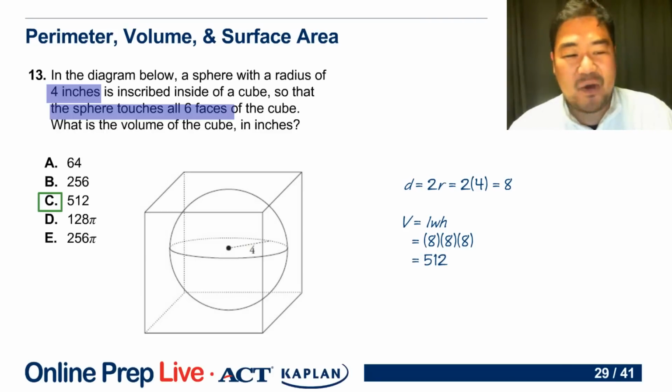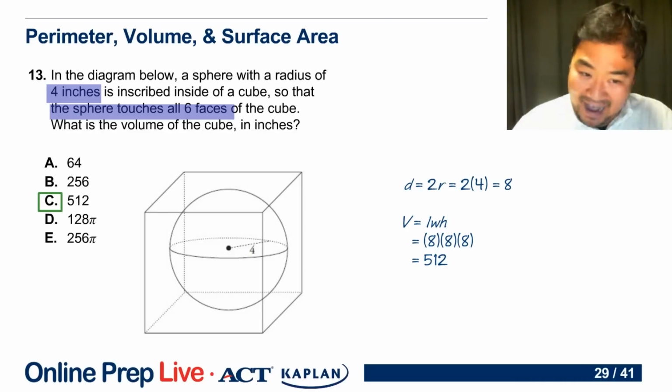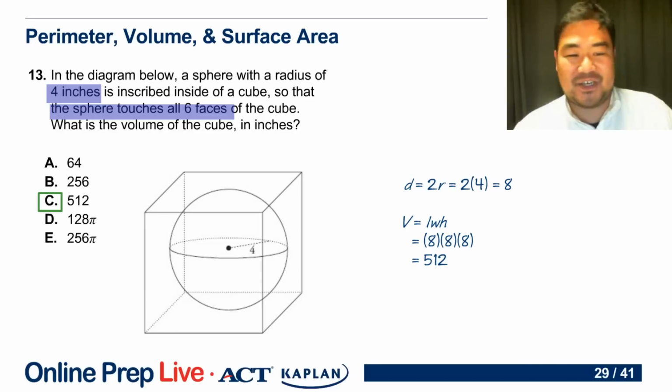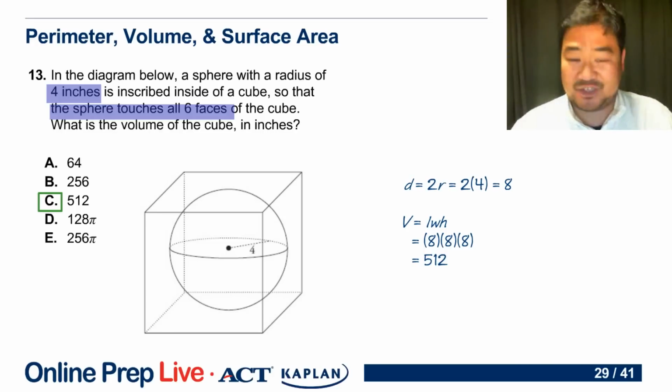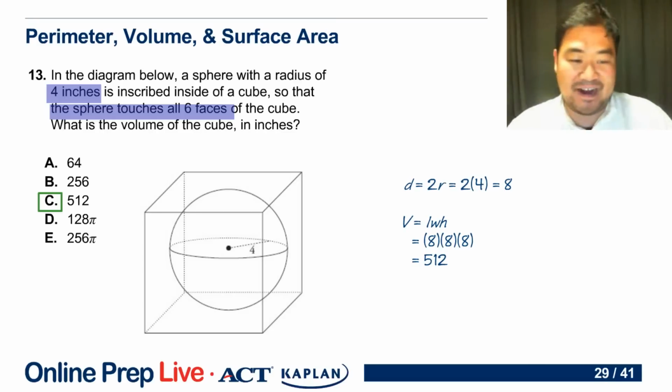Nicely done. We saw a few folks put in 128 pi. 128 pi actually represents something very different in terms of the figure. Not so much the cube, but something to do with the sphere itself. So remember, what's that question asking for? It is asking you for the cube. So something to do with that cube, all right?